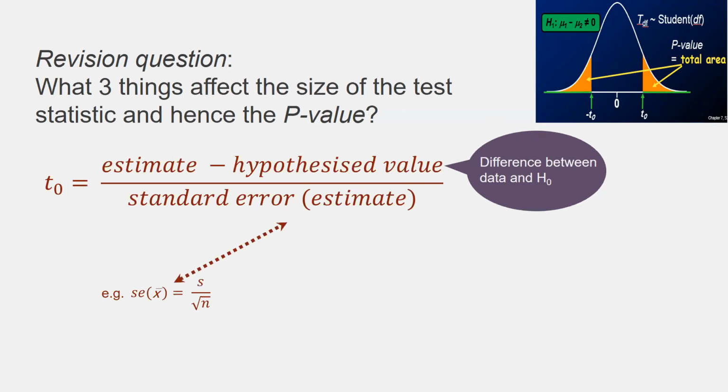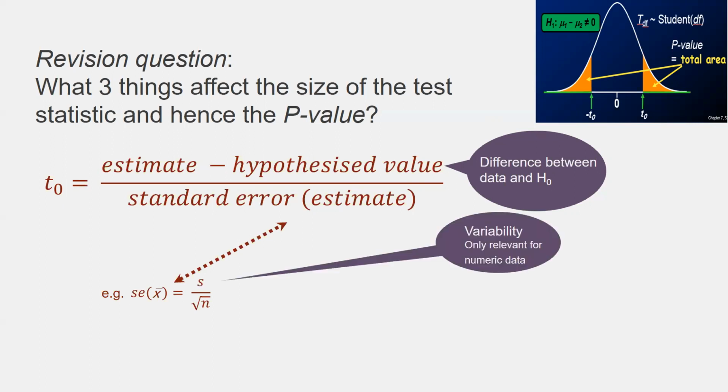So here's our formula for standard error for a mean. On the top we've got the standard deviation of the data, that's the variability, and underneath we've got the sample size. So those three things in the purple speech bubbles there, those are the three things that are going to affect the size of our test statistic.